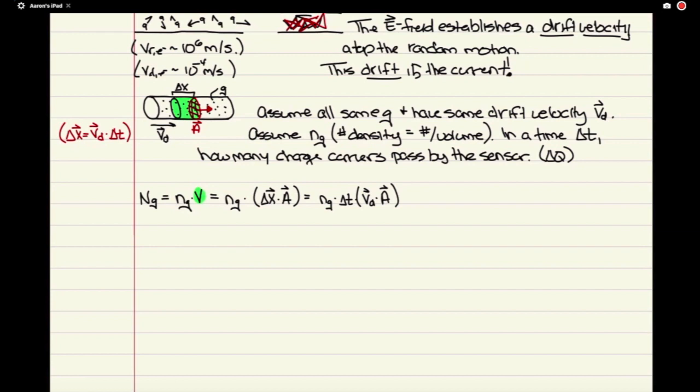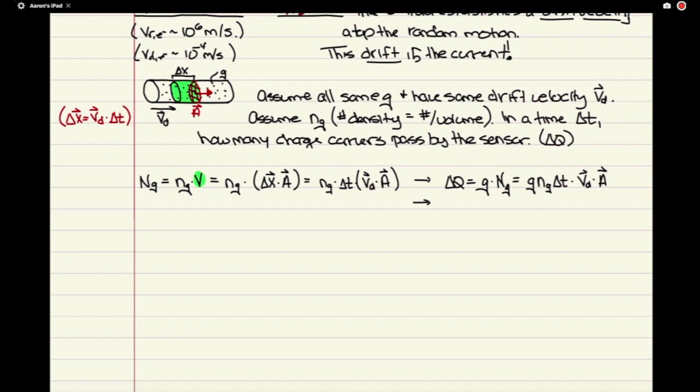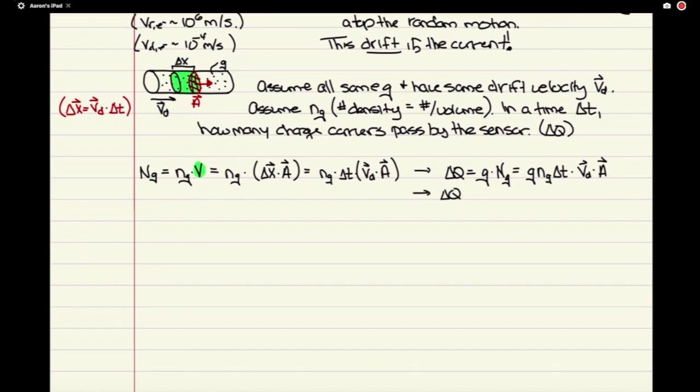All right, so this is the number of charges that pass by in a given second. The next step is to then turn that into a delta Q, which is then just the amount, the charge per charge carrier times the number of charges that pass by in that given amount of time. So then this is just Q N sub Q delta T, drift velocity dotted into the cross-sectional area. Then going forward, delta Q over delta T, which is the current, is just Q N sub Q V_D dotted with A.